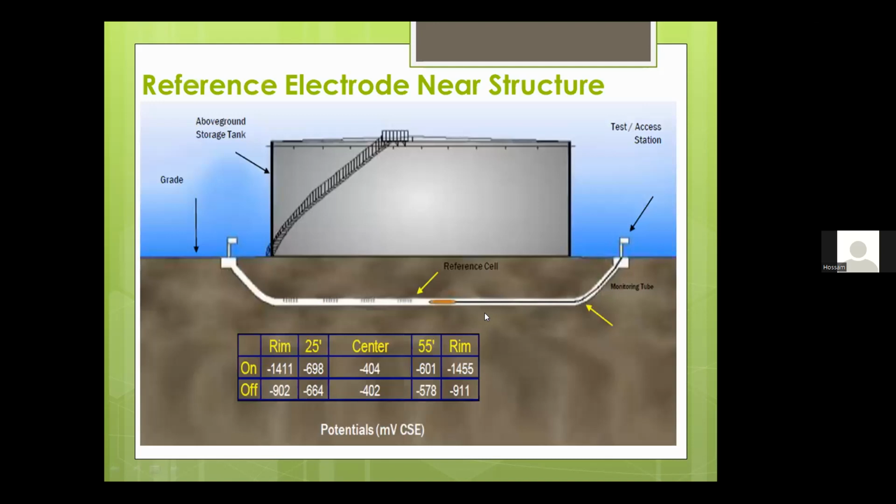Here is a method to measure an accurate potential by installing the reference electrode at the center of the tank. Here is the difference between the readings taken from outside and the readings taken from the center. It's clear that the center position has less negative potentials, which means the center of the tank is not protected.